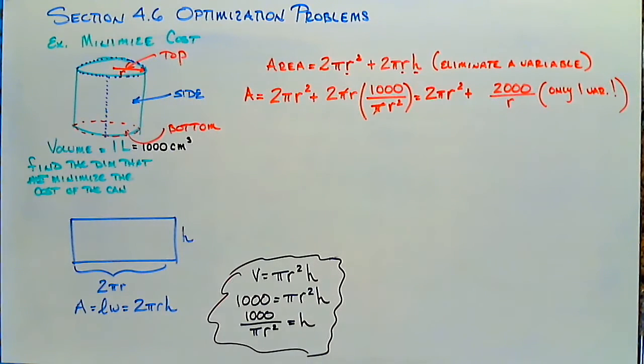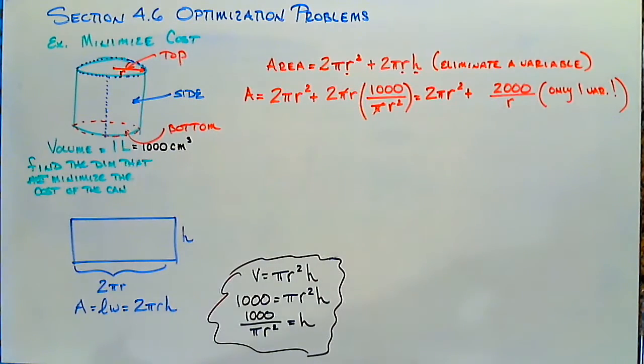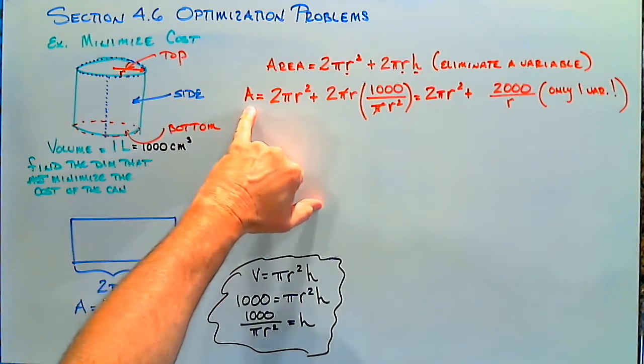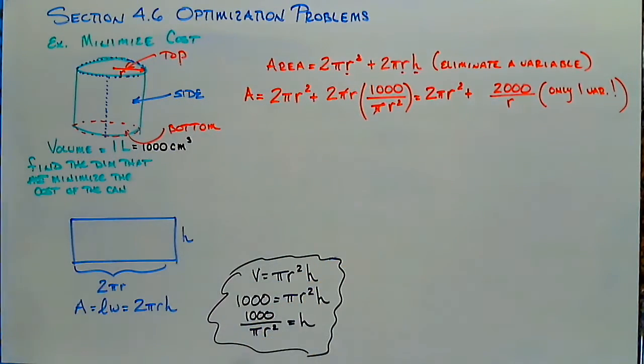So, where do we go from here? Well, we know where to go from here. We're trying to optimize. We're trying to find a minimum or a maximum, in this case, a minimization of the cost. So we're going to try to minimize the surface area. And how are we going to minimize the surface area? We're going to take the derivative of this, set it equal to 0, and see where it fails to exist.